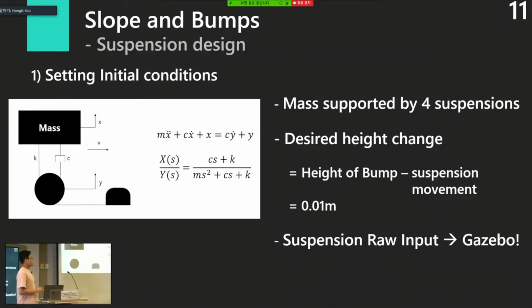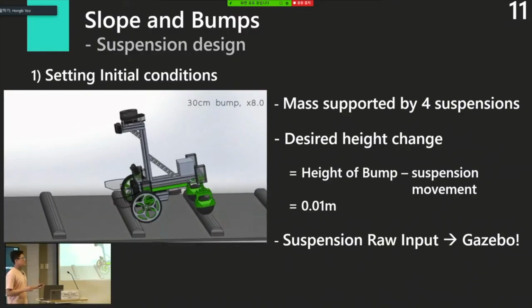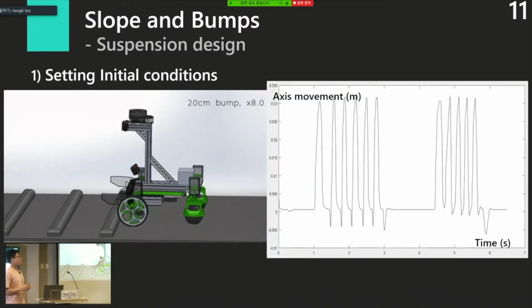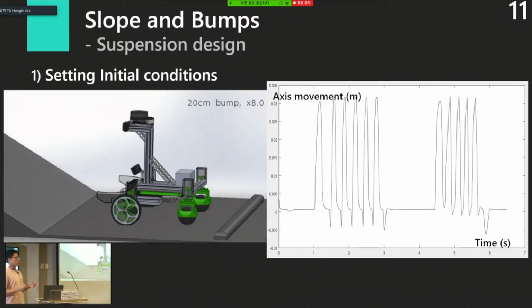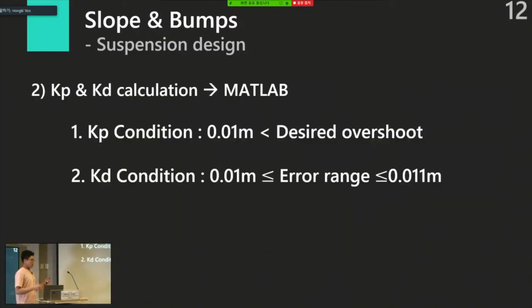As you can see in the diagram and the previous model picture, our mass is supported by 4 suspensions, and the desired height change of the vehicle is 0.01 meters every time it goes through the bumper. So the suspension raw input was taken from Gazebo, and we also double checked it with the SolidWorks simulation. So this is the input. The y-axis is the axis movement in meters, and the x-axis is time.